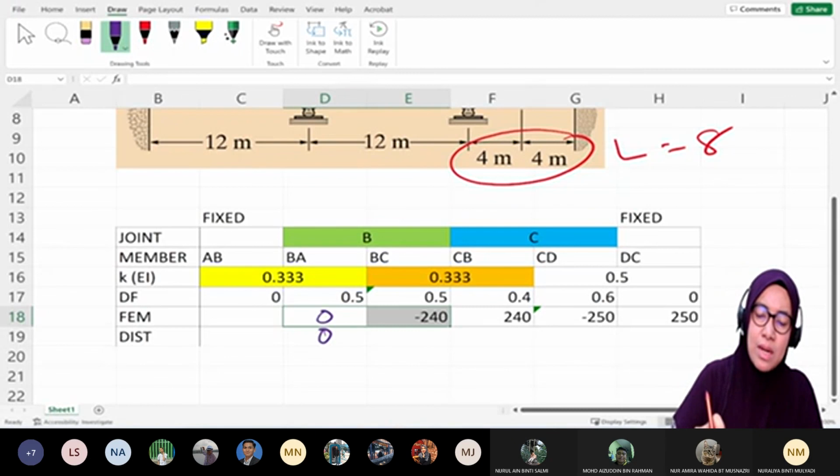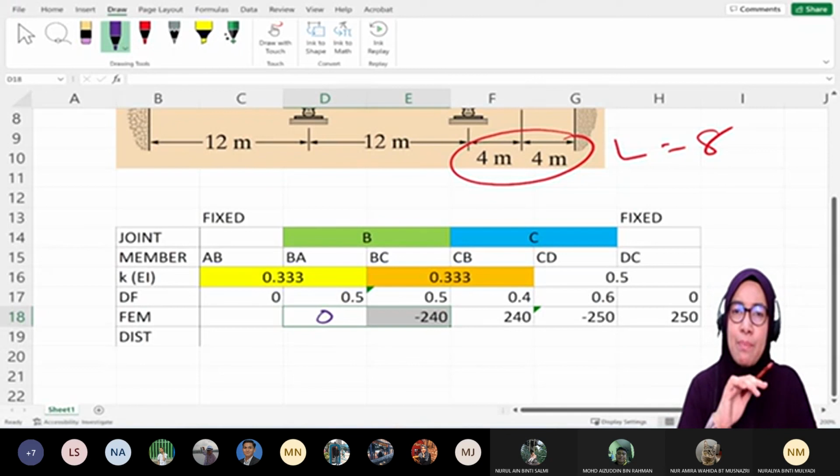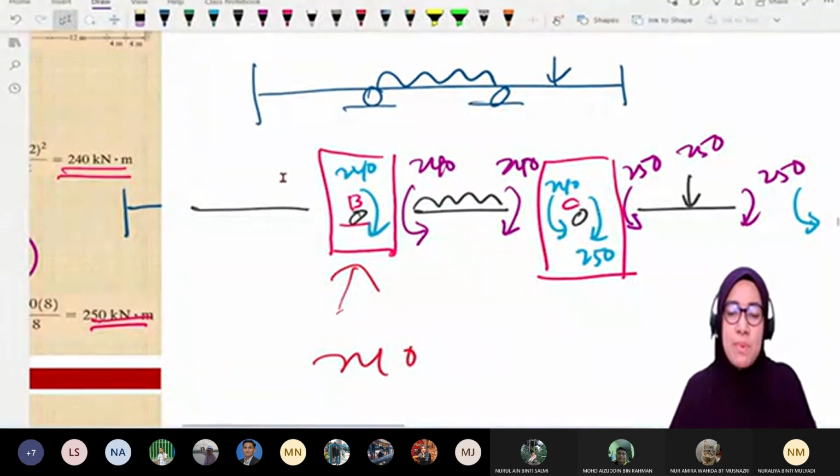Tapi 0 kita tak tulis dalam table kan? Okay, 0. So, it is 0, 0 plus dengan negative 240. Tapi dalam diagram tadi, dia positive 240. Sebab apa? Yang ni, the real thing happen is yang dalam box tu. Dekat join B. That is why dia 240 positive.